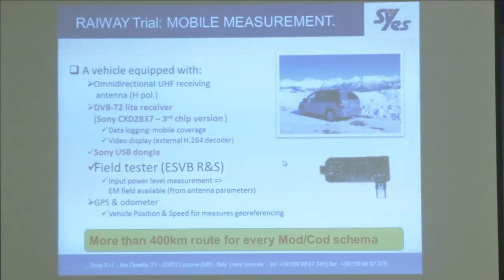This is basically the equipment used for the measurement. This one contains inside all the instruments, for example the omnidirectional UHF antenna, a DVB-T2 Lite receiver, which has inside the Sony 6D2857 chip, data logging, and video display to see the video inside the car while it is going through the street. And a field tester coming from Rohde & Schwarz.